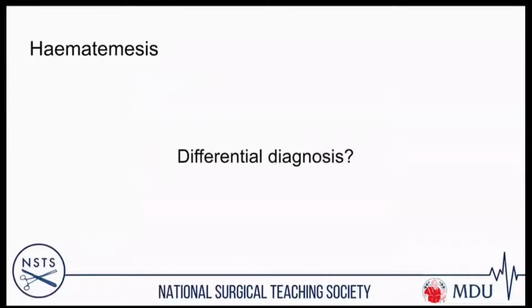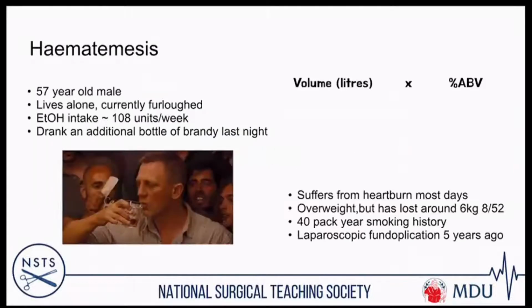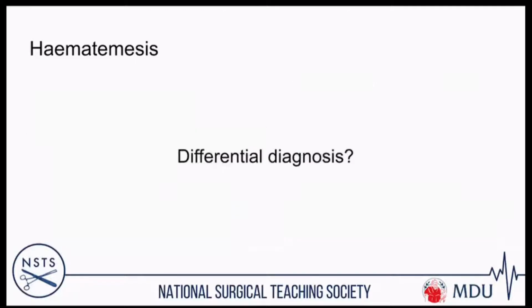So in terms of a differential diagnosis here, this guy could have any of them. I think if we go back to our very good-looking 57-year-old, he's overweight, he smokes, he's got previous gastric problems. So the differential is pretty broad at this point.